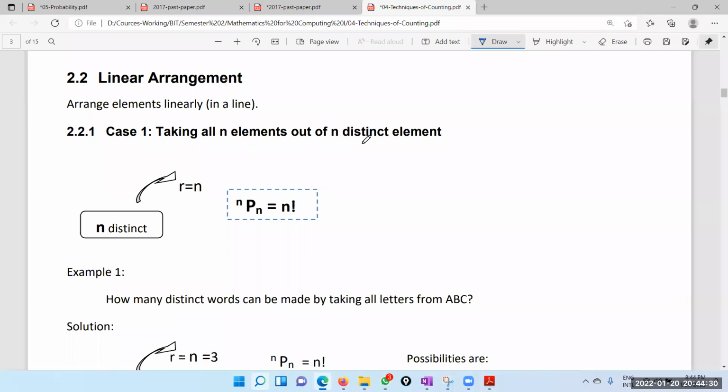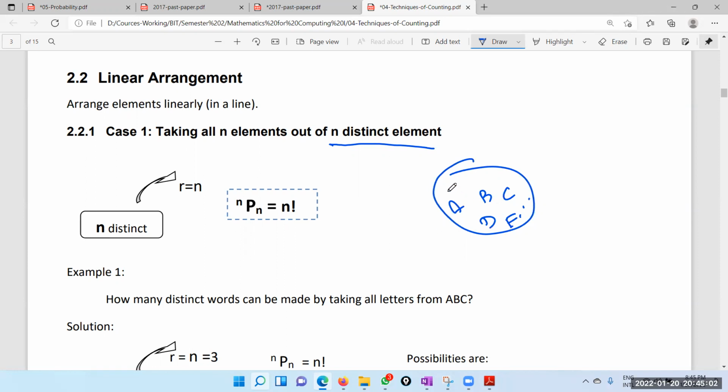Case 1: we have n number of elements, n distinct elements. Say something like x, y, z, etc., or A, B, C, D, etc. You don't have the same thing again. Everything is distinct, and there are n number of elements like that.